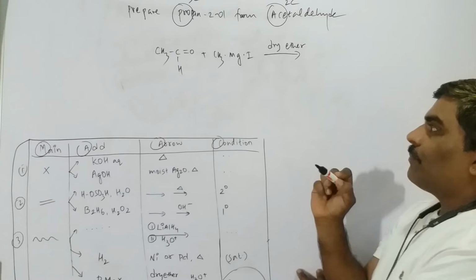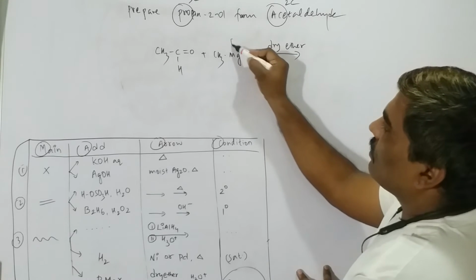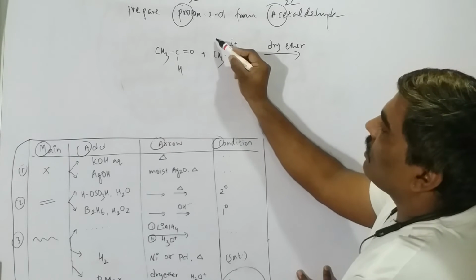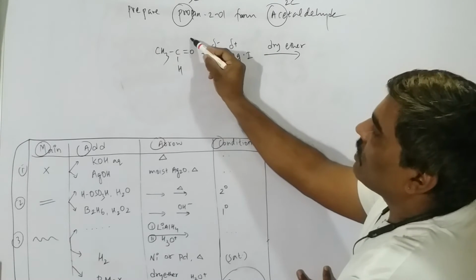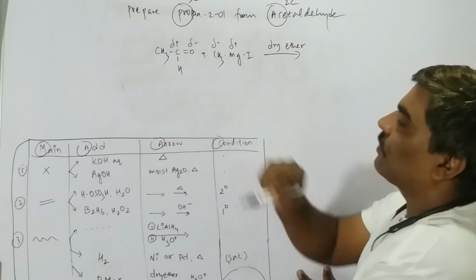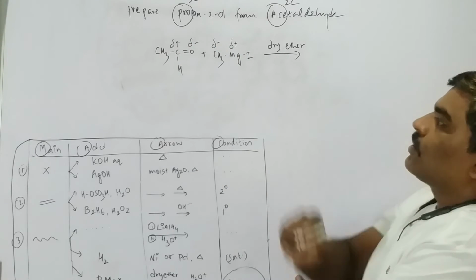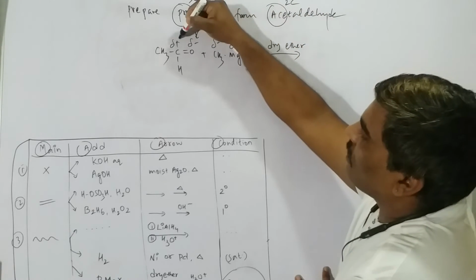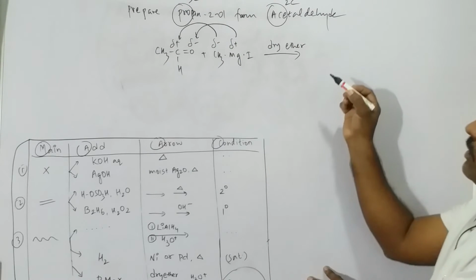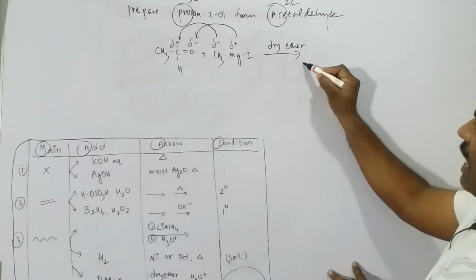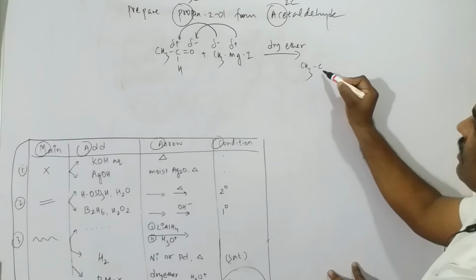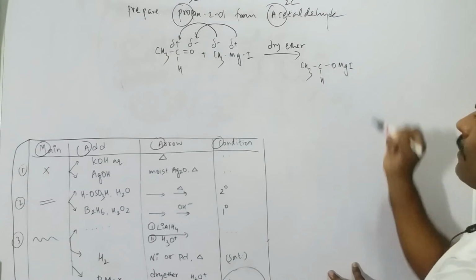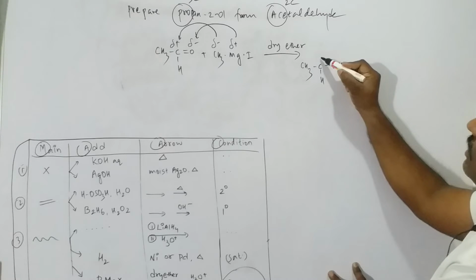Now what? Magnesium metal has a fractional positive charge. Here is the negative charge. So this positive goes to the negative here, and this negative goes to the positive. And the intermediate magnesium complex, we can write it like this: OMgI and CH3.